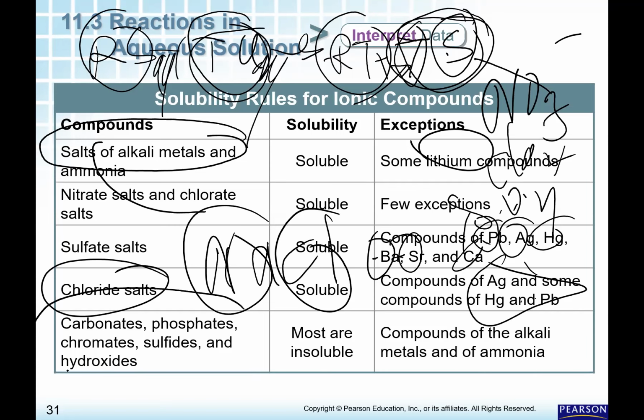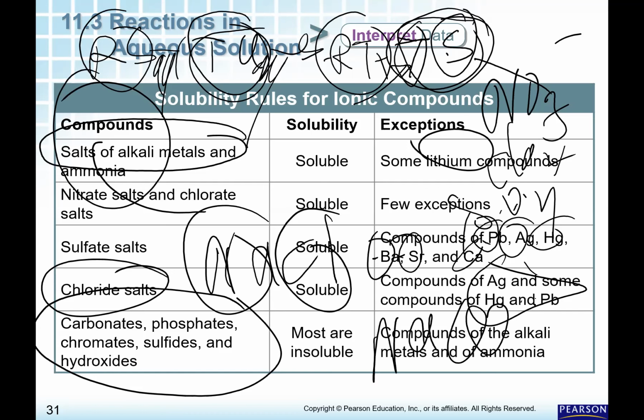Now, this is the majority of the precipitates, which are the carbonate, phosphate, chromate, sulfide, hydroxide. All of these are insoluble. When do they become soluble? If the salt is with a cation that is from group 1A. For example, sodium carbonate, Na2CO3, is soluble. Why? Because sodium is from group 1A. While calcium carbonate is a precipitate. Why? Because calcium is from group 2, it's not from group 1.